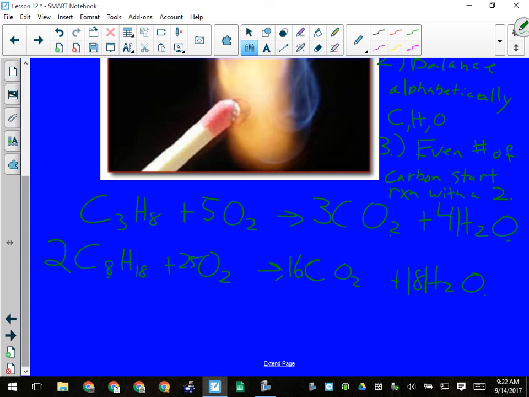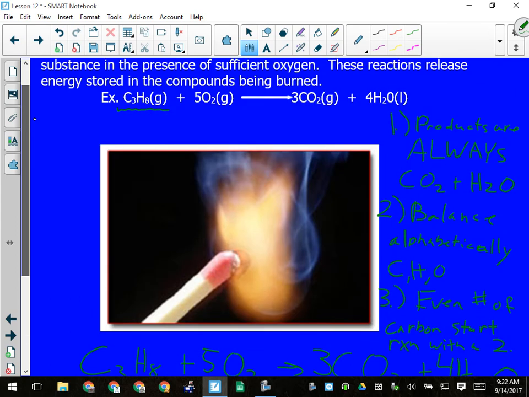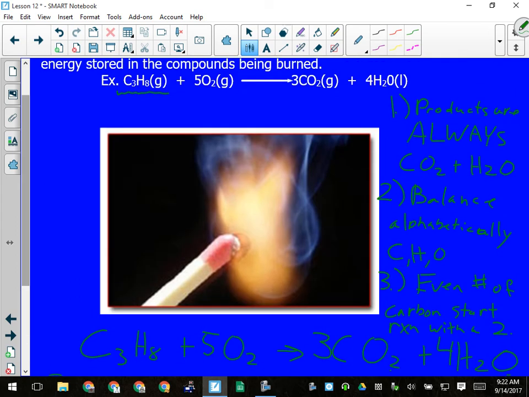All right, so those are the special rules for balancing the combustion reactions. Everything else, the rule for balancing every other kind of reaction is start with whatever's in the largest number and work from there. Okay, you'll get it to work. The first rule was that the products are always carbon dioxide and water. Okay, questions there? All right.